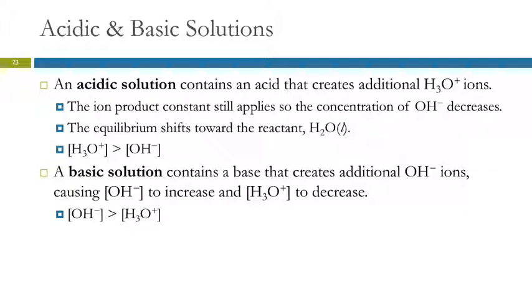In an acidic solution, we have an acid. And so the acid creates additional hydronium ions, and that causes the ion product constant that still applies, and so the equilibrium is going to shift when we add acid. I feel like there should be something written here. Let's look at this.